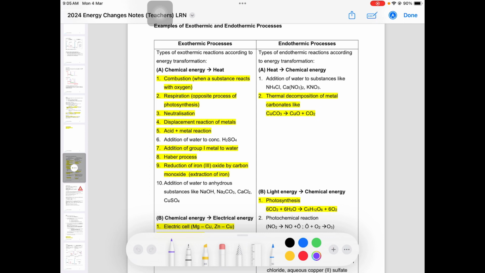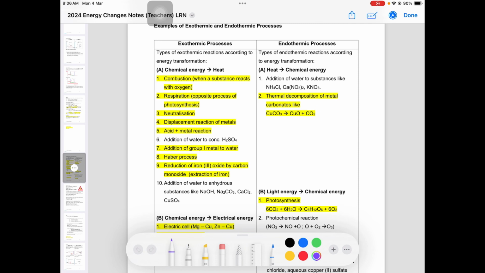Okay, so take a look at these examples of common exothermic and endothermic processes. I'm going to highlight some that are more relevant for you. For the exothermic processes, you need to know combustion. This is whenever a substance reacts with oxygen. Respiration, which is the opposite of photosynthesis. I'll talk a little bit about that in a while.